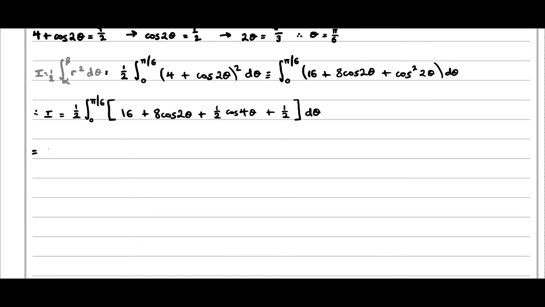So, we have 1 half lots of, integrating 16, we end up with 16 theta. Integrating 8 cos 2 theta, remember we divide by the differential of 2 theta, which is 2. So we have 8 over 2, which is 4. So we have 4 sine 2 theta.